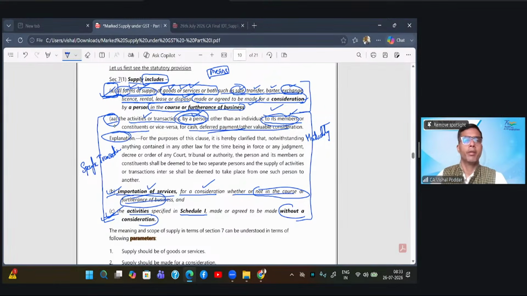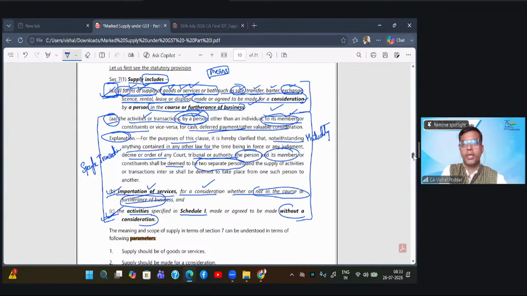And then in the explanation, they have clearly overridden the judgment, saying that for the purpose of the above clause, it is clarified that notwithstanding anything contained in any judgment of the court or decree of the court or tribunal, etc., it will be deemed that the person and its members are two separate persons. So to override that judgment, that there has to be two distinct persons, two separate persons, only then supply can happen, this clause AA has been inserted.